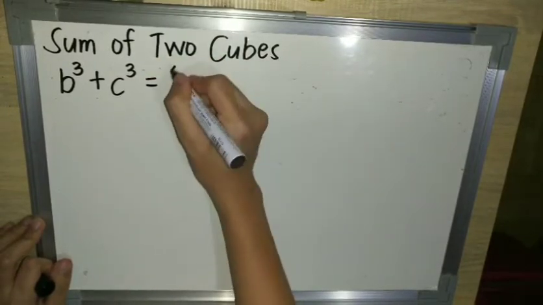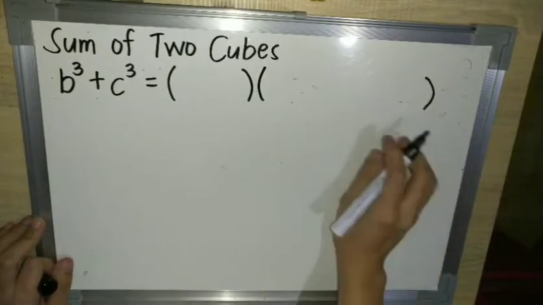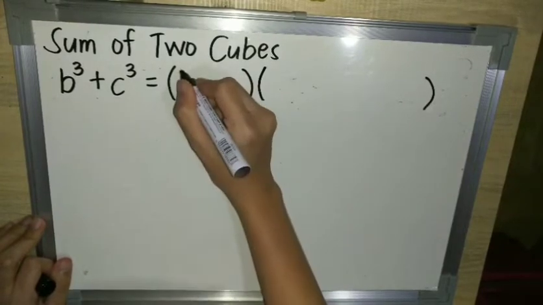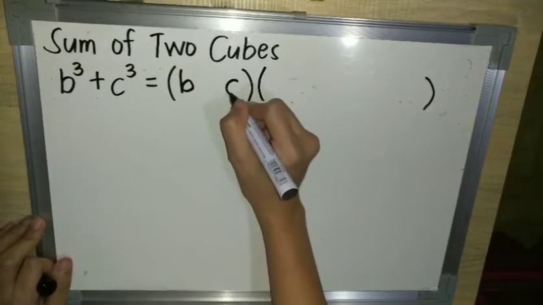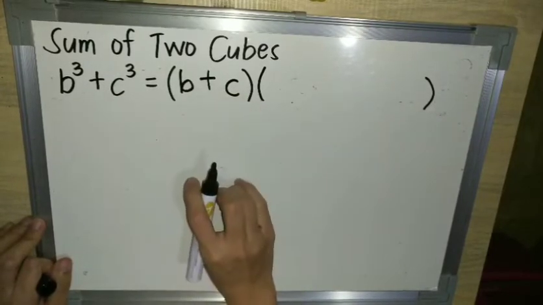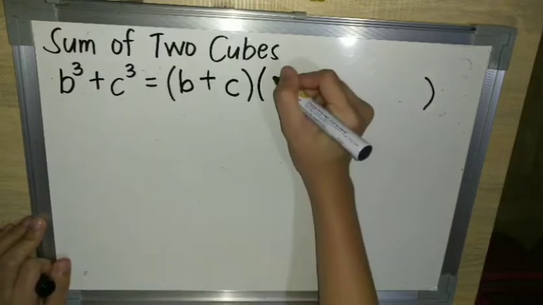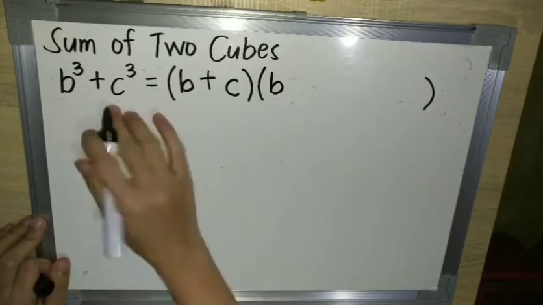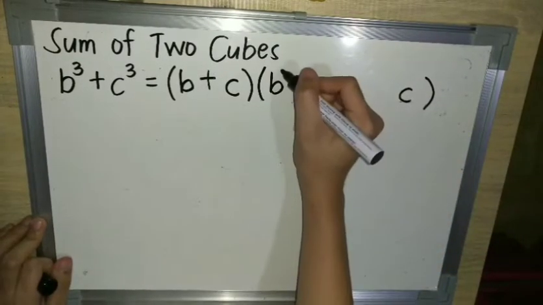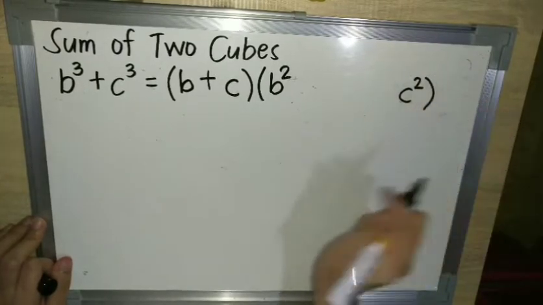Dito po sa una, bali magkakaroon po tayo ulit ng dalawang set ng parentheses. And then, kokopyahin po yung B and yung C dito sa unahan, pati po yung sign. Now, dito naman po sa loob, ang mangyayari, kuhanin natin yung B and then yung C dito po sa dulo. And then, lalagyan natin ng squared parehas or 2 as their exponents.